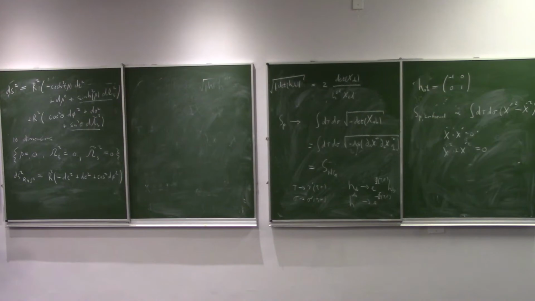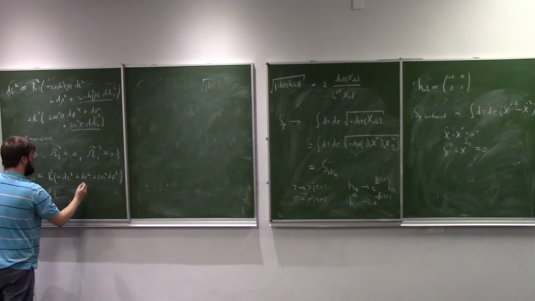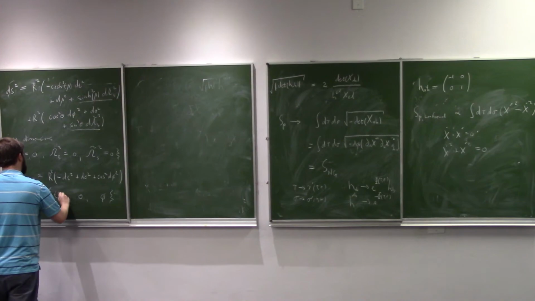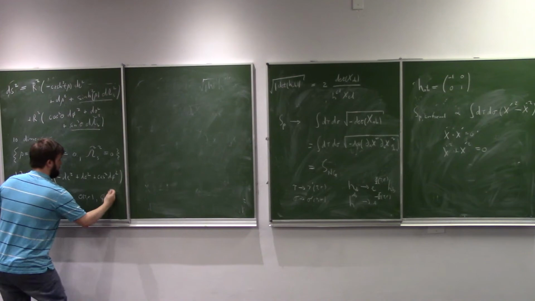So the next step would be to take these coordinates that I have over here. These are the ones describing the embedding coordinates of my world sheet. So I've got t, I've got theta, and I've got phi. And I now need to make them functions of my world sheet coordinates, tau and sigma.